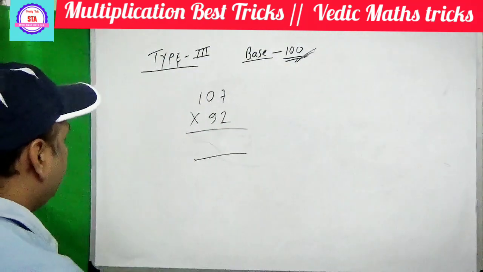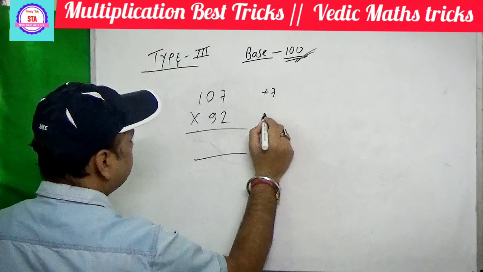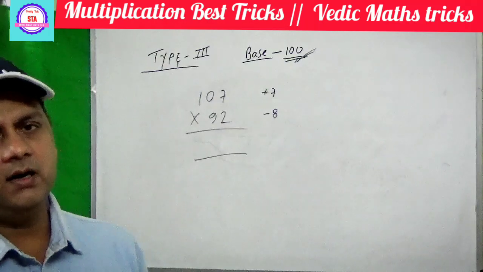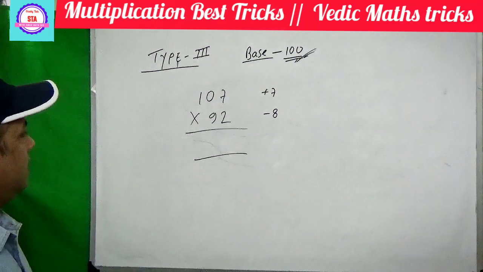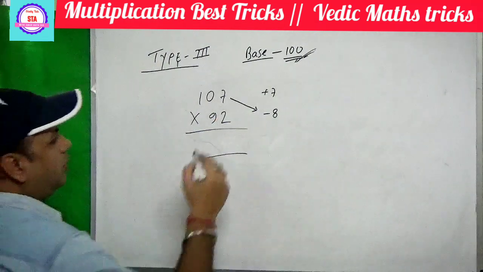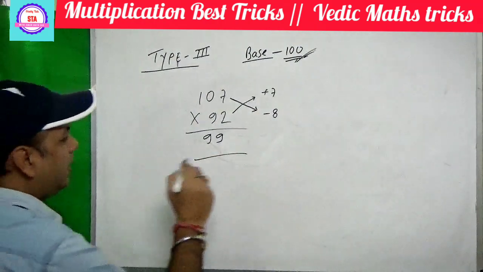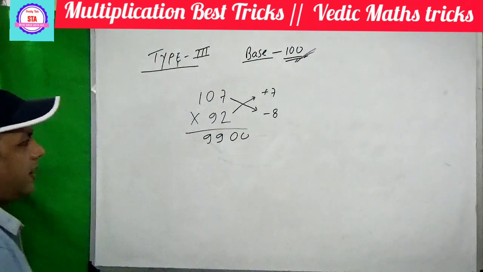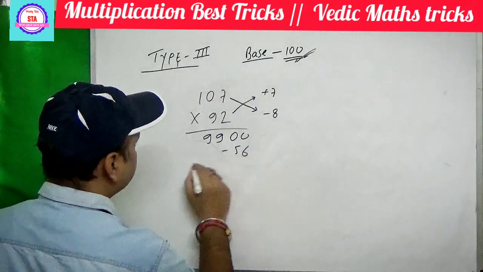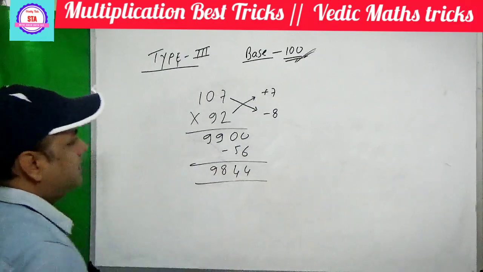Near about 100. 107 is 7 more than 100, and 92 is less than 100 by 8. Minus this: 107 minus 8, or 92 plus 7, that is 99. Both are 99. Write down 99 and 2 additional zeros. Okay? Then multiply 7 into minus 8, that is minus 56. Minus 56, that is 9844. This is the resultant answer.